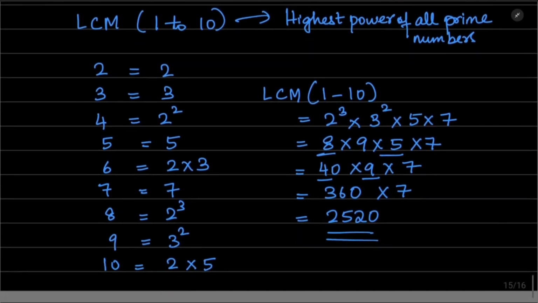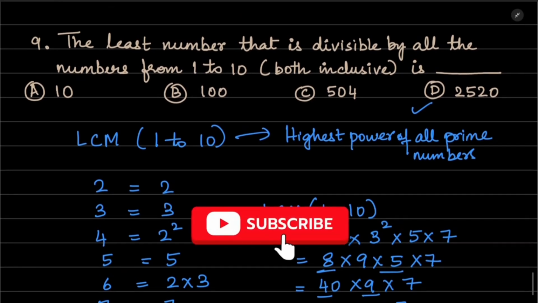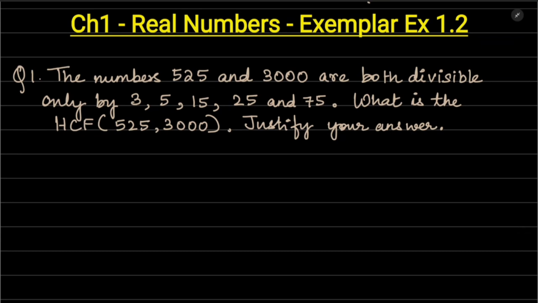Okay, so with this, we have solved all the questions of exercise 1.1 of your NCERT exemplar. Numbers, exercise 1.2. The first question is, the numbers 525 and 3000 are both divisible only by 3, 5, 15, 25 and 75. What is the HCF of 525 and 3000?